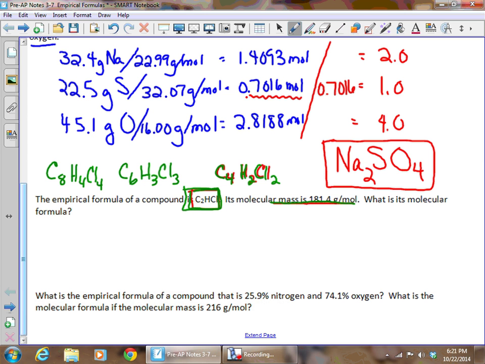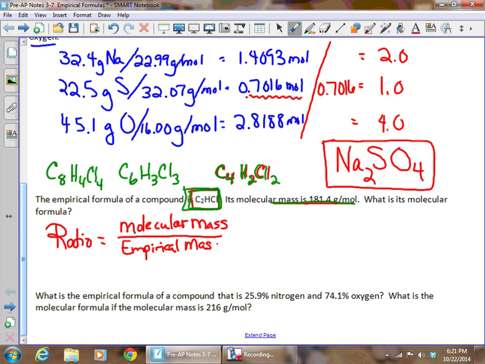We set up a ratio, and the ratio is going to be the molecular mass, and they have to give us that. Either that or we have to have a multi-million-dollar piece of equipment to determine it. The molecular mass over the empirical mass. Now, again, what is the molecular mass? It has to be given to us. How do we get the empirical mass? We have to add up the empirical formula. So we need to add up that value for C2H and Cl, add up those to get the empirical mass.